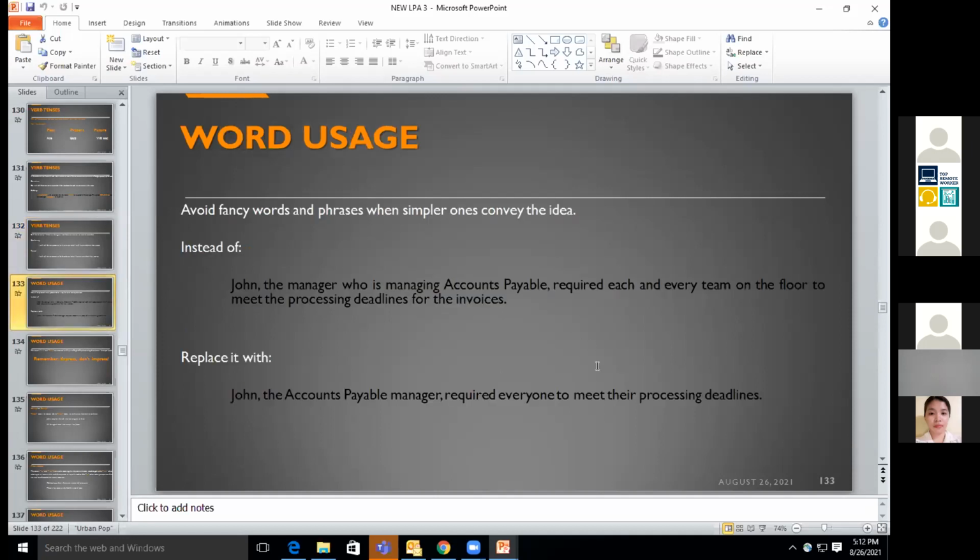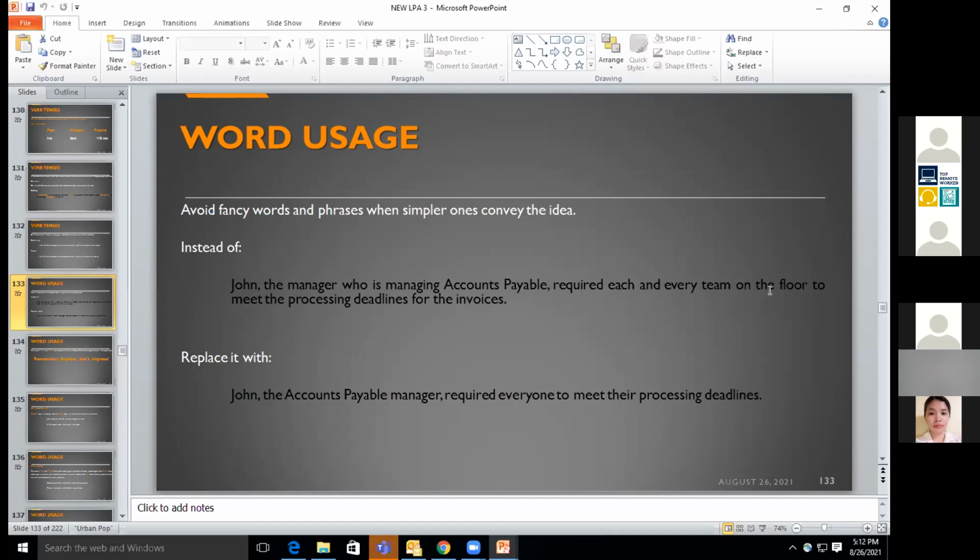Next, avoid fancy words and phrases when simpler ones convey the idea. Instead of "John, the manager who is managing accounts payable, required each and every team on the floor to meet the processing deadlines for the invoices." John, the manager, and then managing. We already know that John is the manager, but it's still stated managing accounts payable.